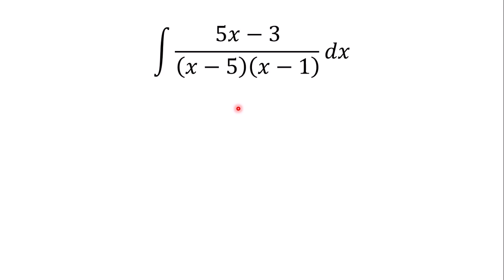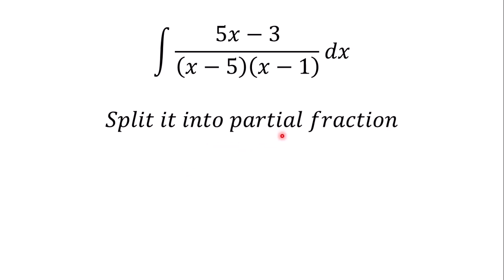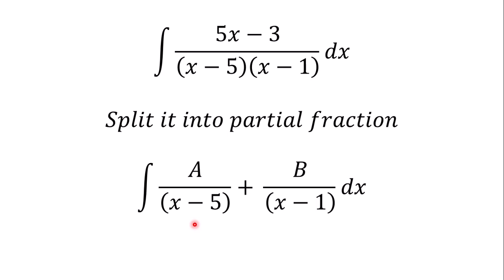Okay, split it into partial fraction. It's not just any partial fraction, but what? A linear factor type of partial fractions. Okay, so now when you split it, the integral is now integral of a over x minus 5 plus b over x minus 1 dx.